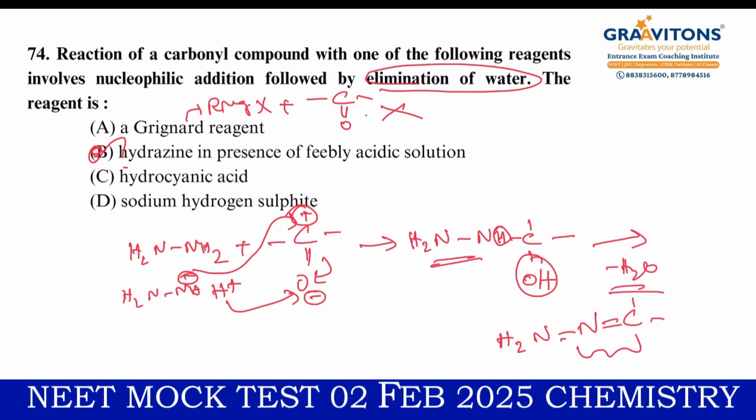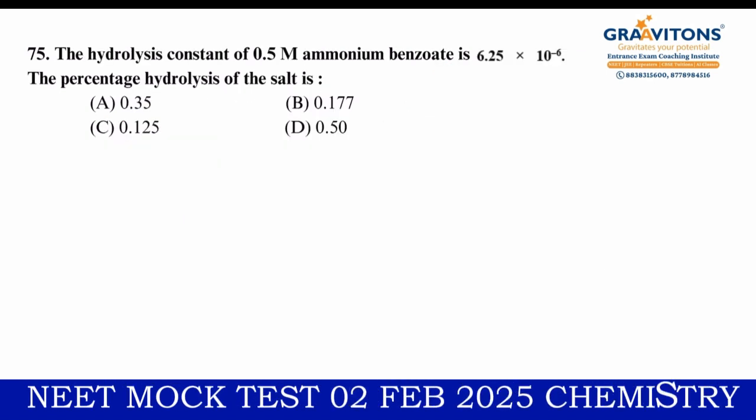Whereas if you go for hydrocyanic acid, nucleophilic addition of course will be carried out, but elimination of water does not proceed. Whereas in case of sodium hydrogen sulfate, there is a possibility of nucleophilic addition here also, but that should be with the addition of HCl that leads to water. But by itself it is not giving water out, as in case of option B. 75. The hydrolysis constant of 0.5 M ammonium benzoate is 6.25 into 10 to the power minus 6, the percentage hydrolysis of the salt.